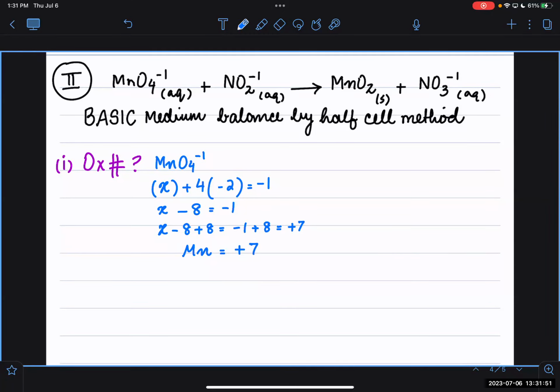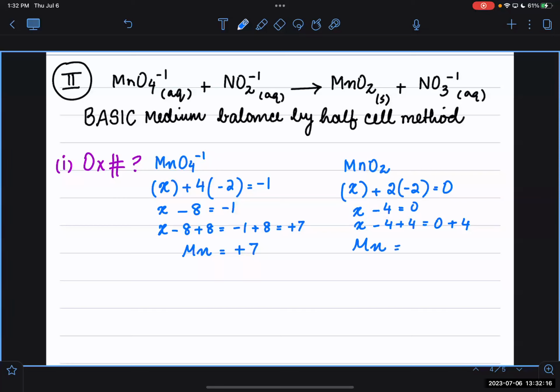Okay. Next, in MnO2. Now, this is a neutral molecule. So X again for manganese plus 2 times -2 for oxygen, which is always -2, and this is equal to 0. So X minus 4 is equal to 0. X minus 4 plus 4 is equal to 0 plus 4. So therefore, the oxidation number of manganese is equal to +4.